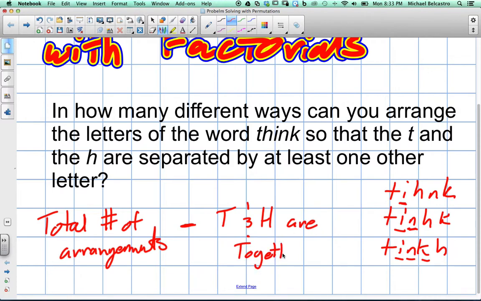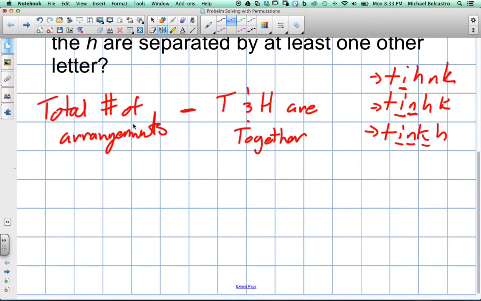Okay, and the reason I'll do that, see how we said we had 1, 2, 3 different ones to do the research on, and there's a lot of different options for those. What I'm going to do is total number of arrangements, and then when T and H are together, well, that's like T-H-I-N-K, and we can just treat that as like a letter. Okay, so let's do total number of arrangements.